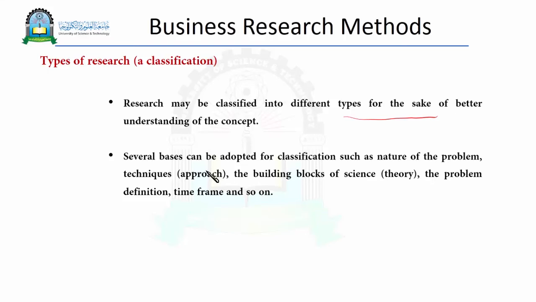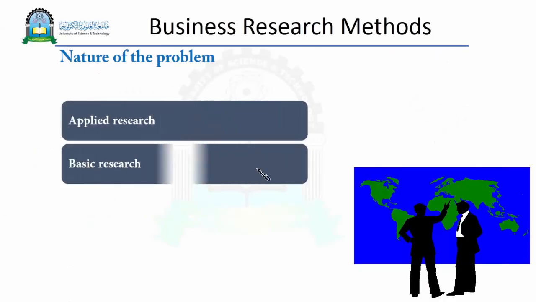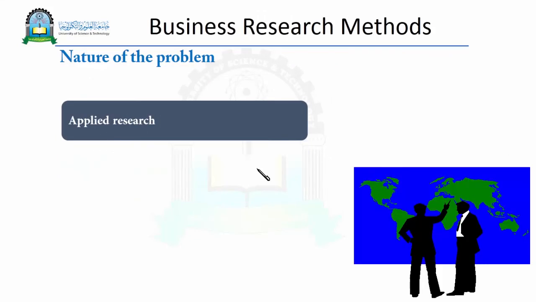Several bases can be adopted for classification, such as nature of problem, techniques, the building blocks, which is the theory, the problem definition, and the time frame. So we are going to deal with or explain the types of research as per these classifications. The first classification is dependent on the nature of the problem, whether the problem is going to be a current problem or going to be a theoretical problem.